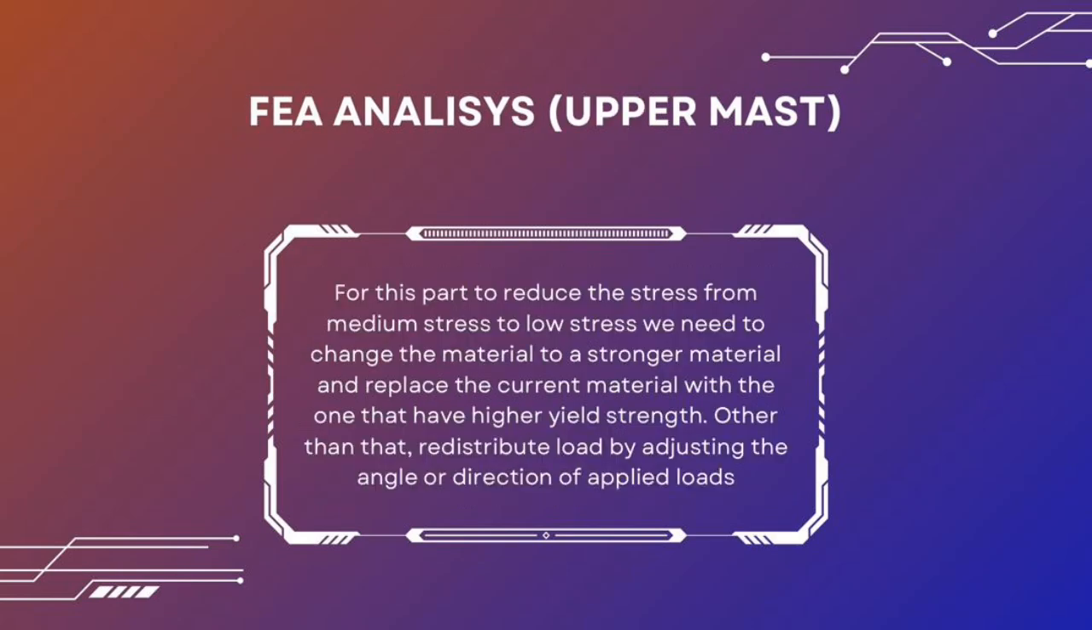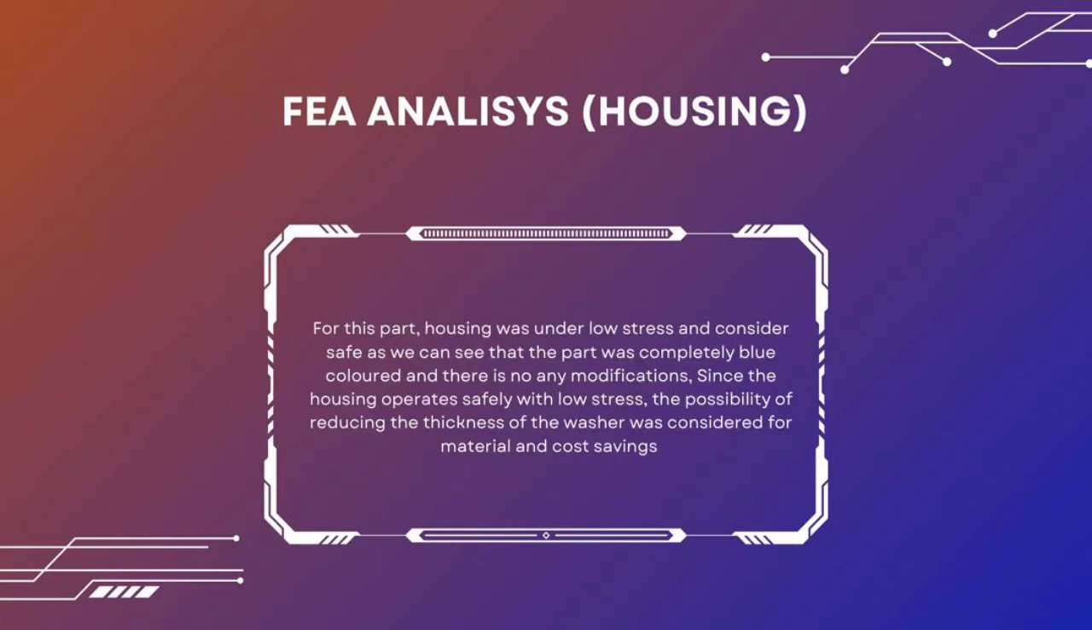FEA analysis, upper mass. For this part, to reduce the stress from medium stress to low stress, we need to change the material to a stronger one with higher yield strength. Other than that, redistribute the load by adjusting the angle or direction of applied loads.